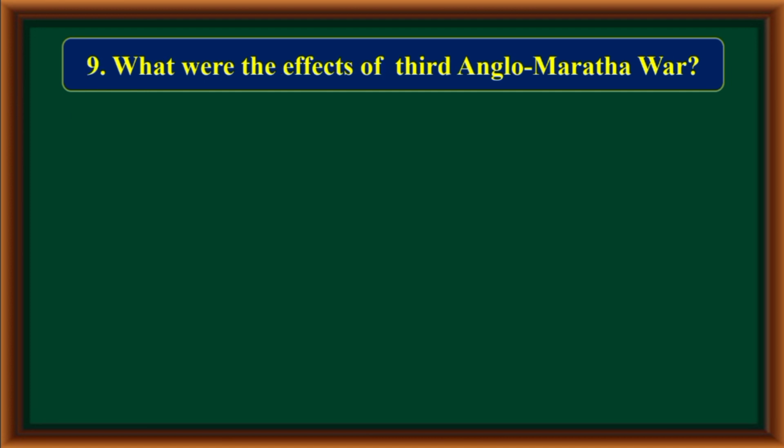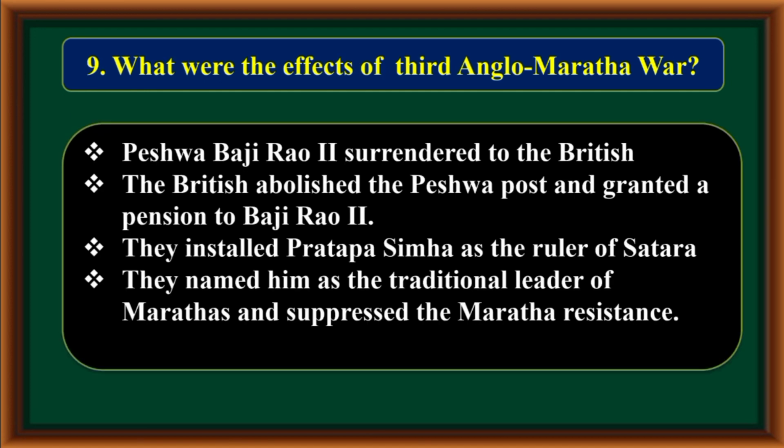What were the effects of the Third Anglo-Maratha War? Peshwa Bajirao II surrendered to the British. The British abolished the Peshwa post and granted a pension to Bajirao II. They installed Pratap Simha as the ruler of Satara. They named him as the traditional leader of Marathas and suppressed the Maratha resistance.